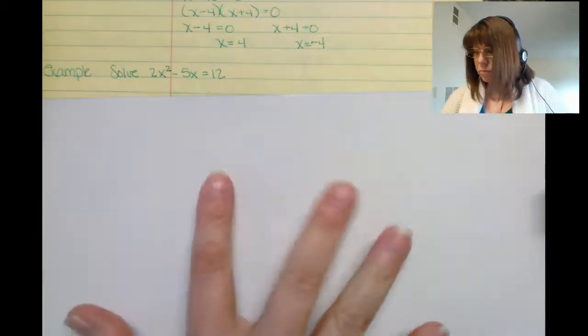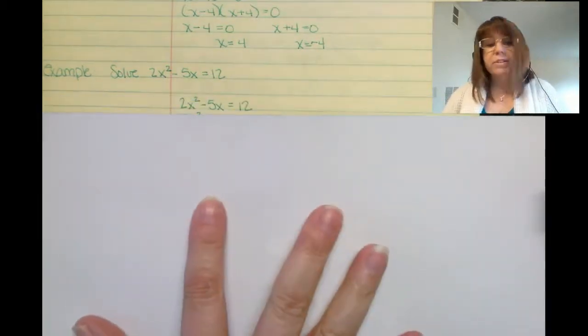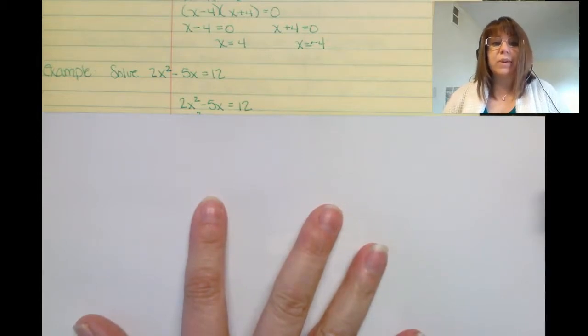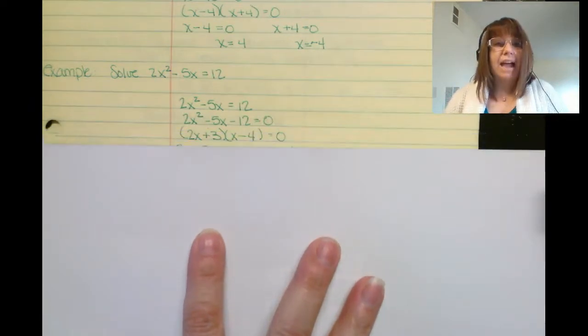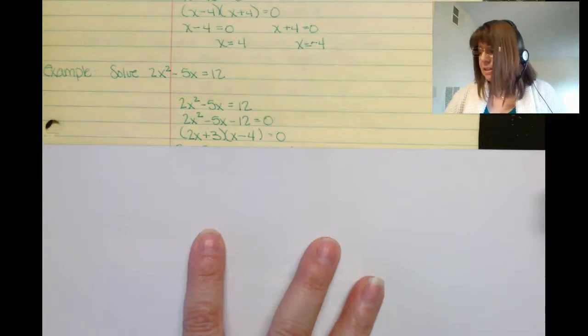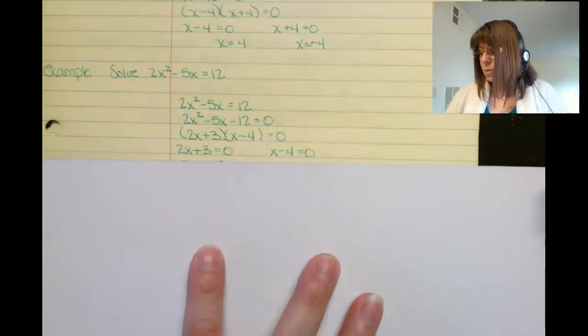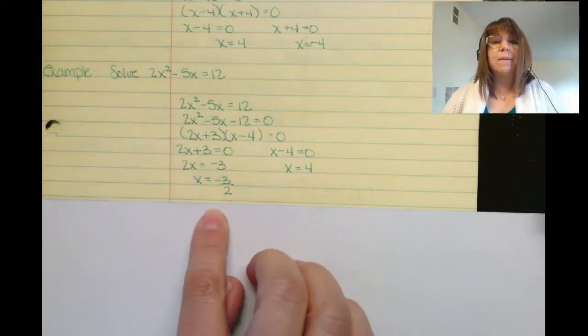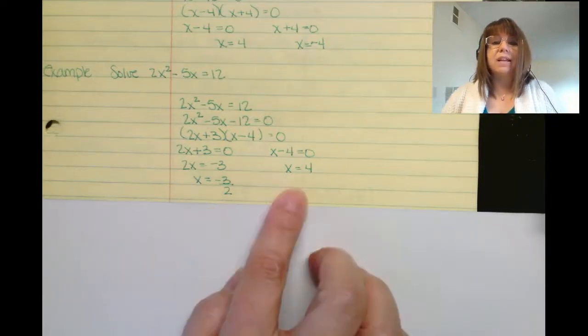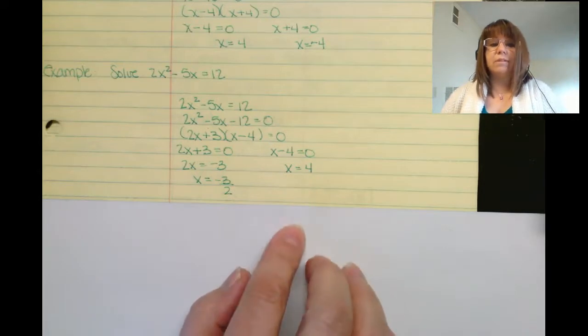So let's first set this equal to 0, so I need to move the 12 to the left-hand side, so I subtract 12 from each side. Now I factor the 2x squared minus 5x minus 12 into 2x plus 3 and x minus 4. Set each of those equal to 0 and solve for x. So I have x equals negative 3 halves and x equals 4.